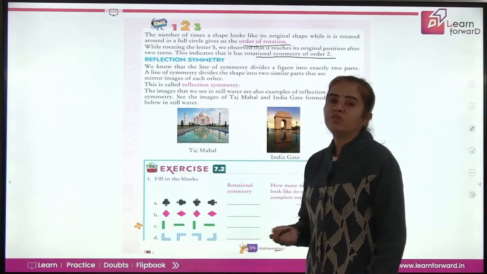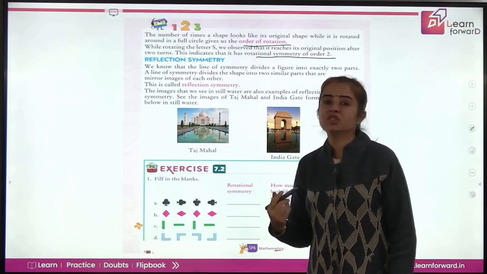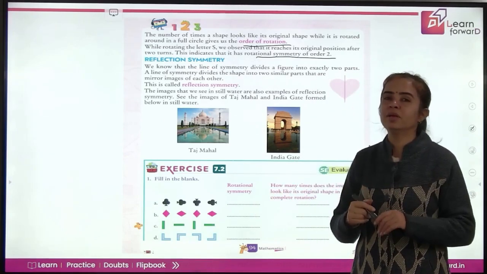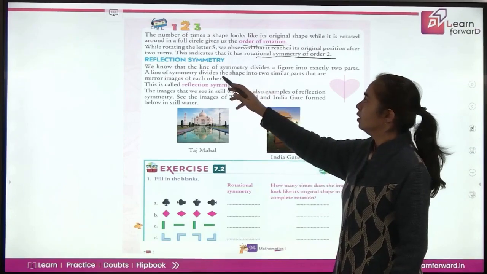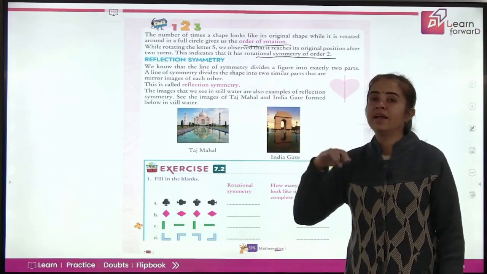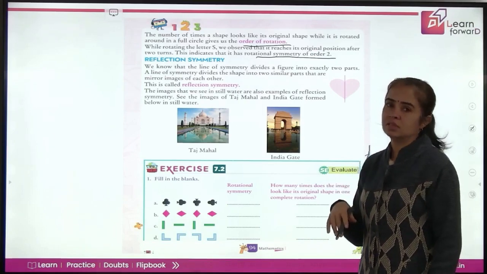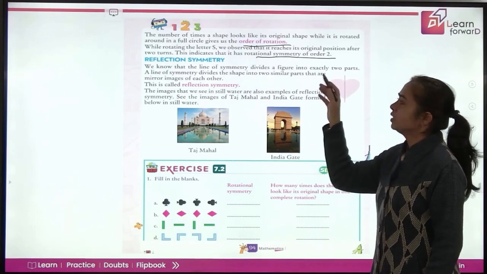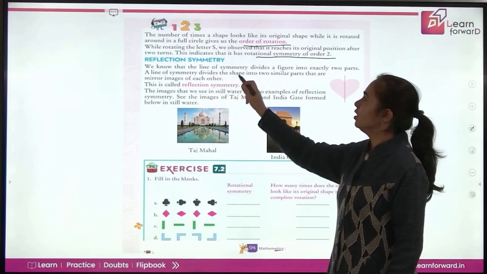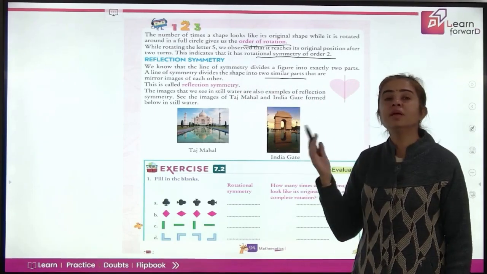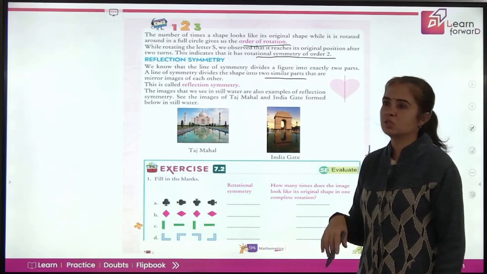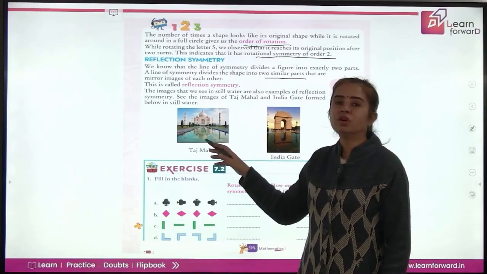Now come to reflection symmetry. What is reflection? When you stand in front of a mirror, you get your own reflection, right? So a line of symmetry divides something into 2 similar shapes, exactly 2 parts, that are mirror images of each other. So what do you see for this Taj Mahal?